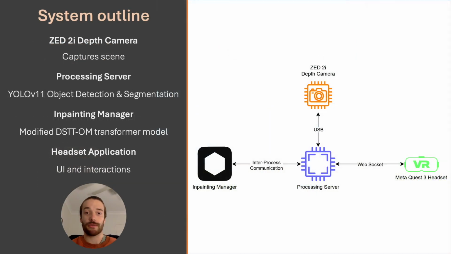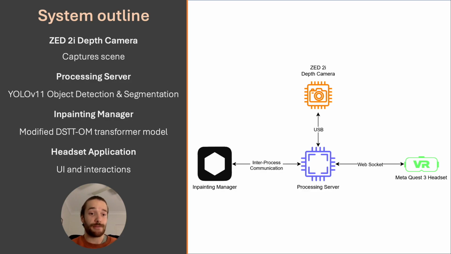Alright, let's have a look at the system outline. The scene is captured with the Z depth camera, which streams a rendered point cloud of the space to the processing server. The processing server is a centralized unit which does a lot of the different communications with the other components. At the core of it, it does object detection and segmentation. It takes in the live feed from the Z camera and breaks down the scene into the various objects at play. It then sends data to both the in-painting manager and the headset.